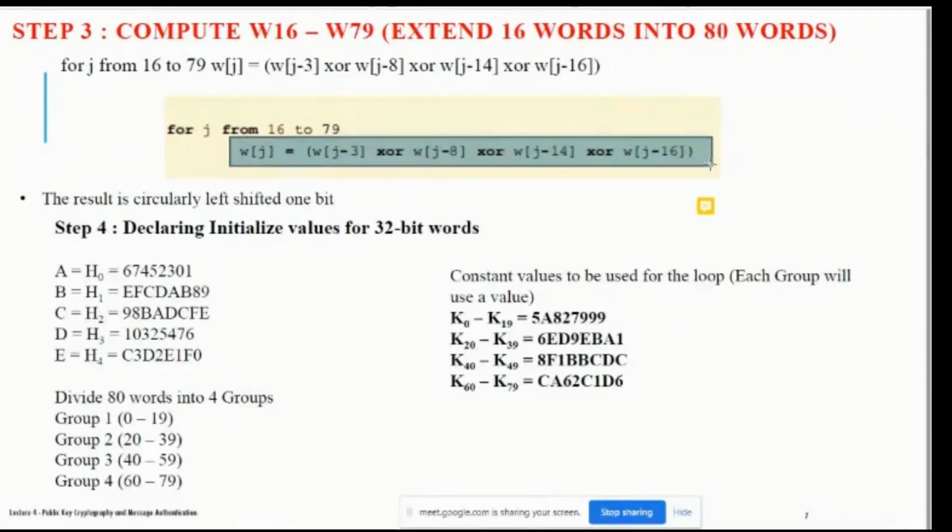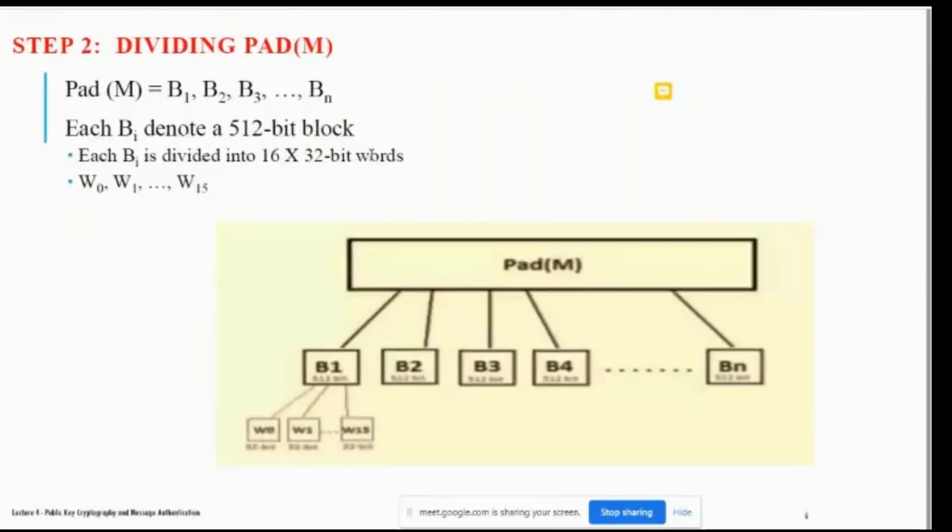Now what we have done, let me go to the previous slide. We take one block and divide this one block into 16 words. Then the 16 words are now converted into 80 words. It is now up to 80, from 0 to 79. The same thing, you see, is the second block.